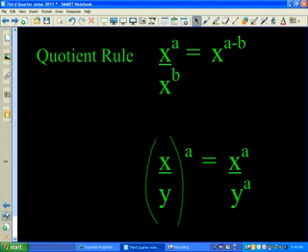And then the second one is just reiterating what we also showed when we did products. When you have that fraction, that whole thing inside that parenthesis, everything has to be raised by that power. So if you had x over y in the parentheses and that whole quotient is being raised to a power, that means x has to be raised to that power of a, and y has to be raised to that power of a.